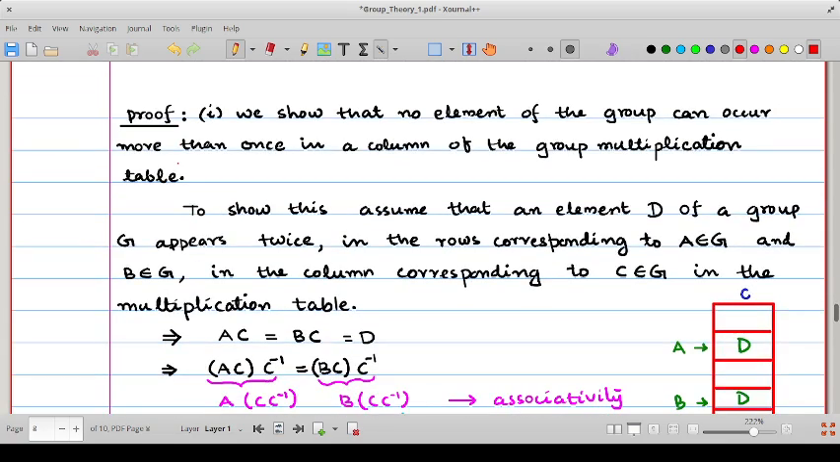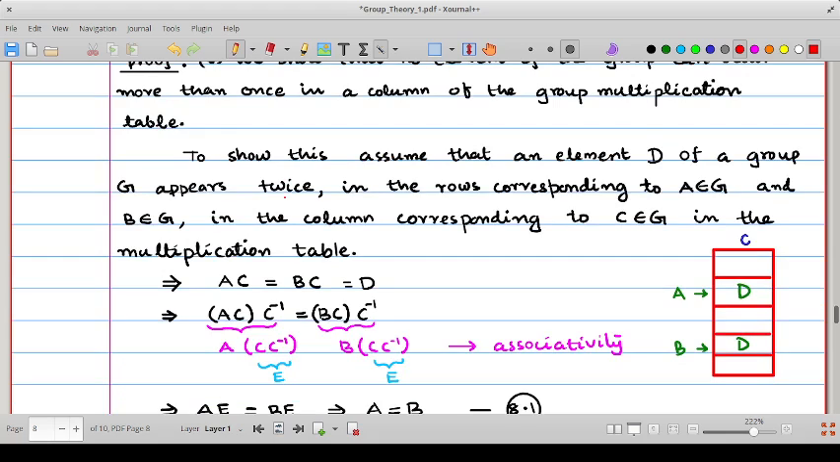We start out by showing that no element of the group can appear more than once in a particular column. So we consider a particular column corresponding to, say, the group element C, and then assume that there exist two cells in that column which contain the same element of the group. So that means a particular element has appeared more than once in that particular column.